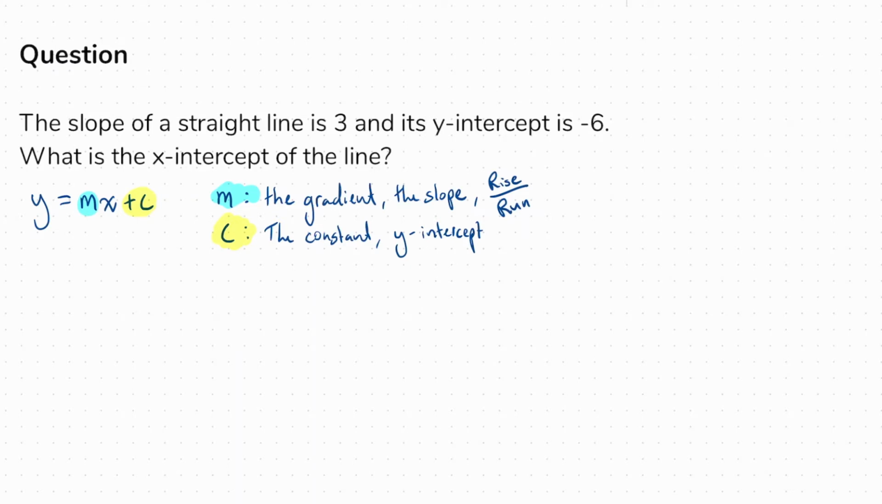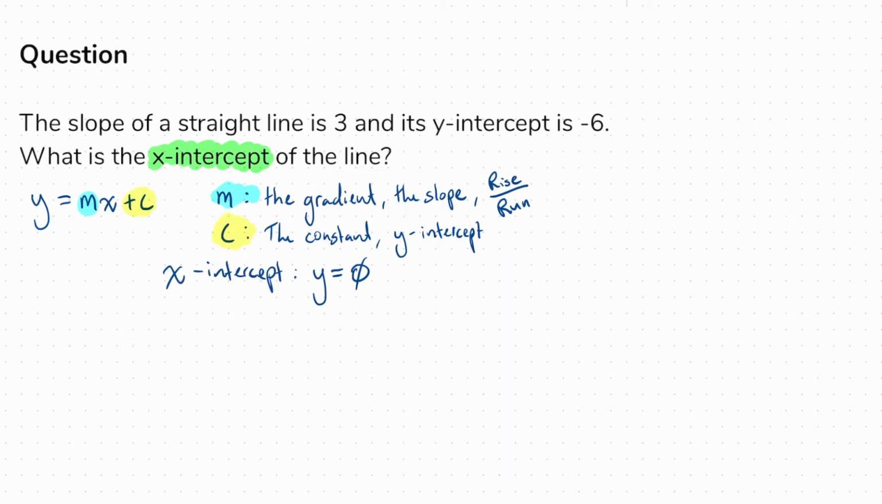So this question here, though, isn't asking us for the y-intercept. It's after the x-intercept. And the x-intercept is where y equals 0. That is, we're not going up and down at all. We are exactly in line with the x-axis, so y equals 0. So what we're going to do is construct the specific equation of this straight line and then find out what x is when y is 0.